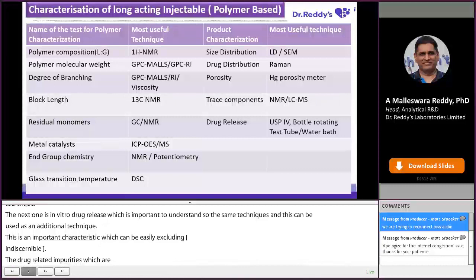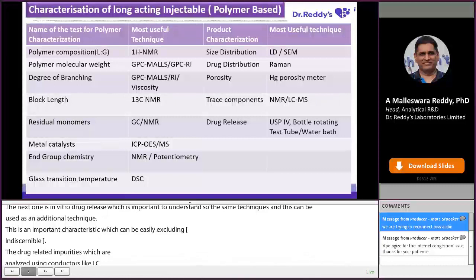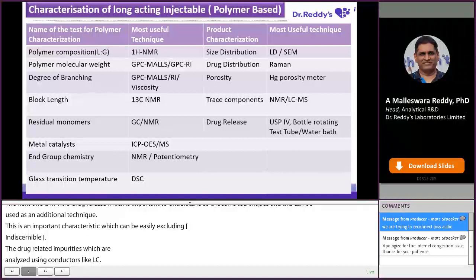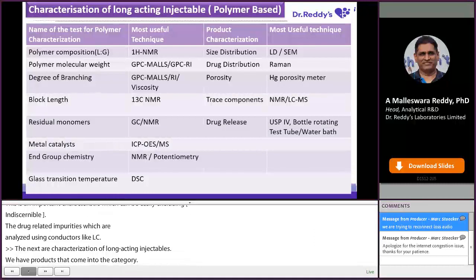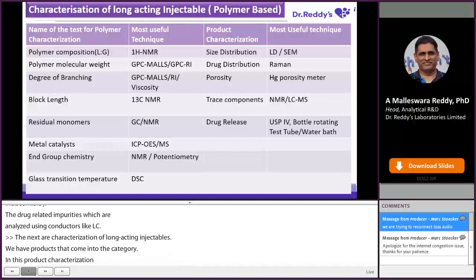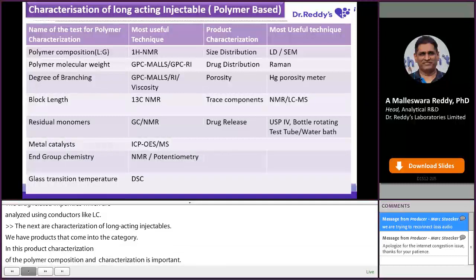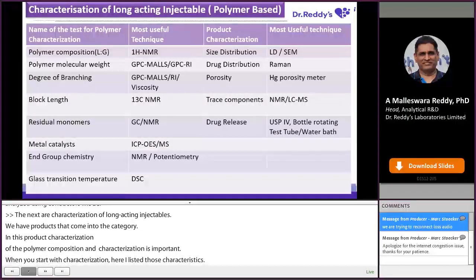The next set of products is characterization of long-acting injectables, which are typically polymer-based. Microsphere products all come into this category. In this kind of product, characterization of the input polymer as well as the end product is important. When you start with input polymer characterization, I have listed the various characteristics and the most useful techniques. The polymer composition is assessed using proton NMR, where the monomer ratios are assessed.